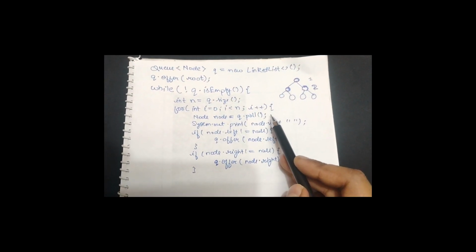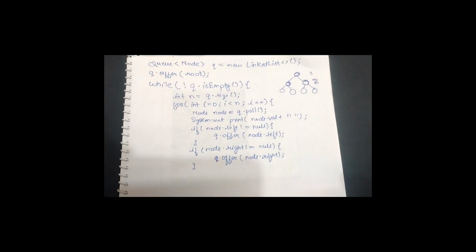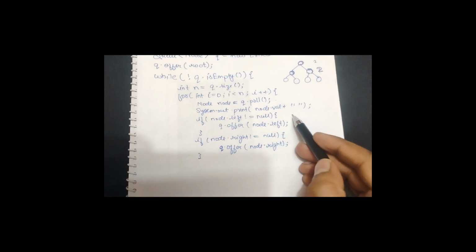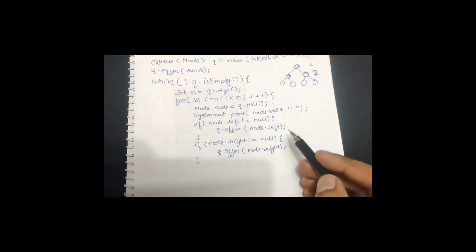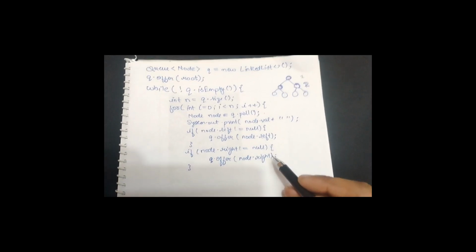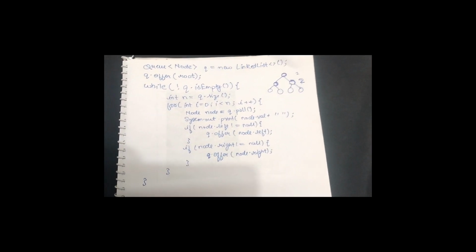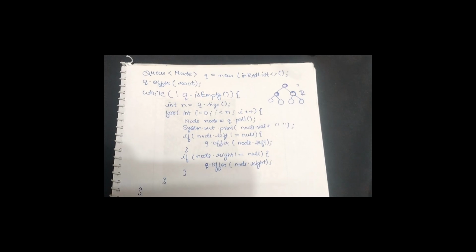I popped out the element. Which element? The element at the previous level. Then I printed it and I checked does it have a left, does it have a right. If yes, then add that. Okay, left and right. If there is a left and right, add that. Now we'll end this for loop. Okay, end this while loop. Simply done. So this was the code.